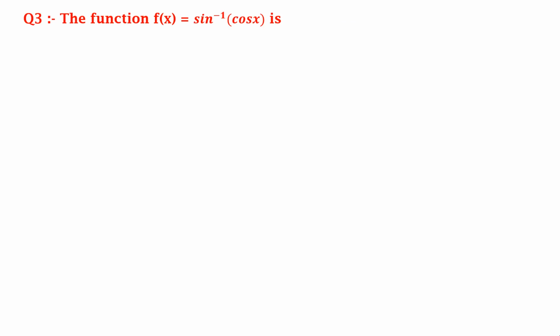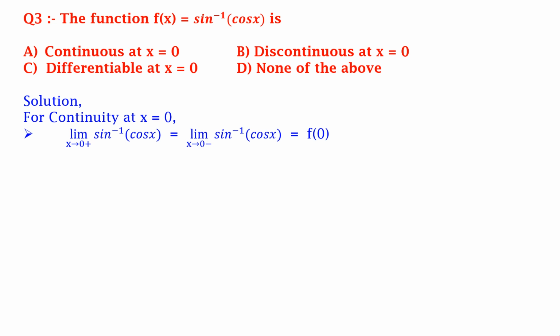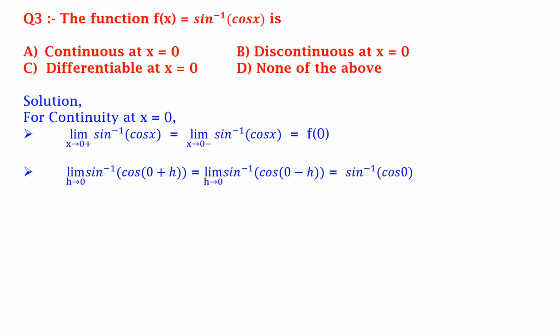Third question. The function f(x) = sin⁻¹(cos x) is: continuous at x = 0, discontinuous at x = 0, differentiable at x = 0, or none of the above. Solution. For continuity at x = 0, limit x tends to 0⁺ of sin⁻¹(cos x) should be equal to limit x tends to 0⁻ of sin⁻¹(cos x), which should be equal to f(0).